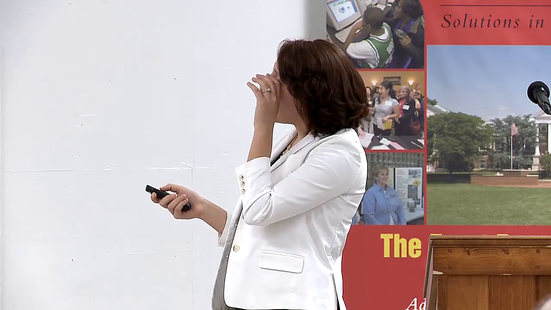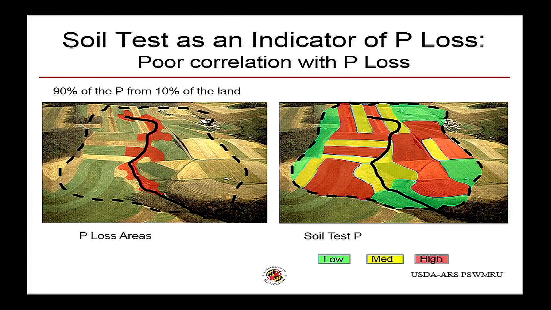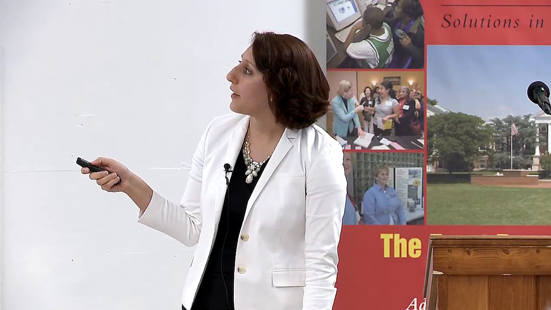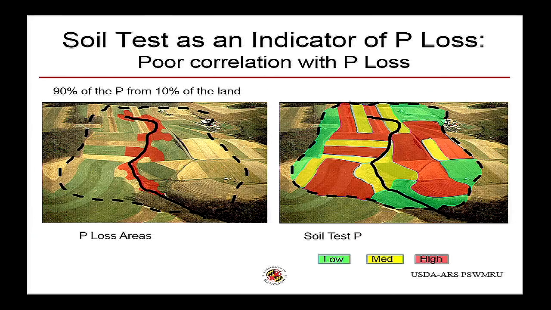So this is a watershed that's up in kind of the center of the state in Pennsylvania, and the researchers up at ARS have researched the heck out of this watershed. It's a pretty small watershed. It's there with the hatched outline, and there's kind of water that runs through this watershed. And they have determined that 90% of the phosphorus that's lost from this entire subwatershed comes from only 10% of the land, right? So these little red spots are where that 90% of that phosphorus is coming from. Okay, so they know this.